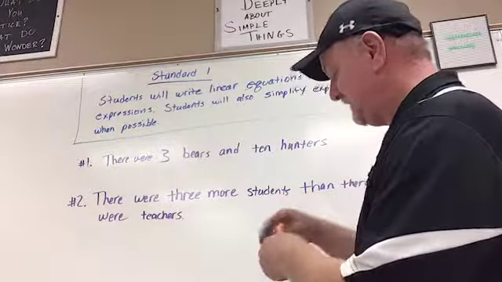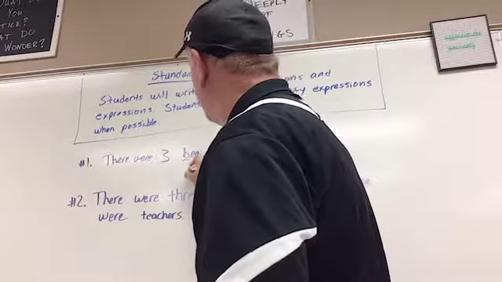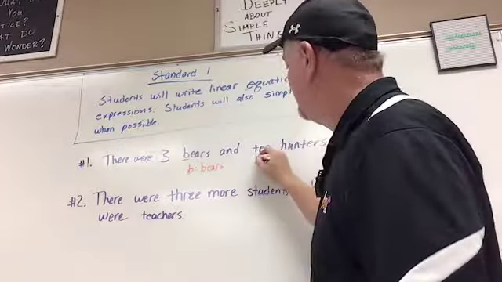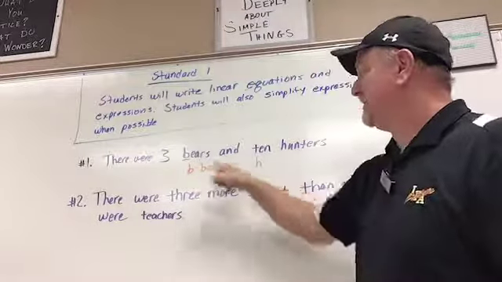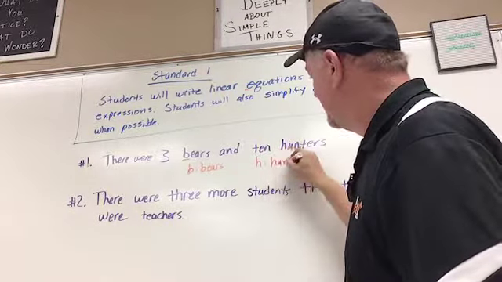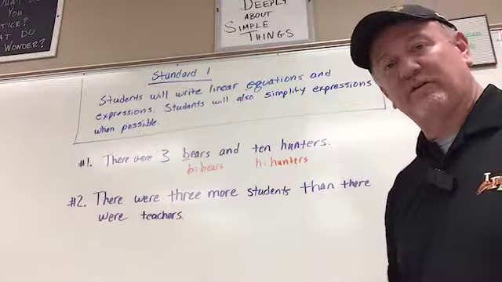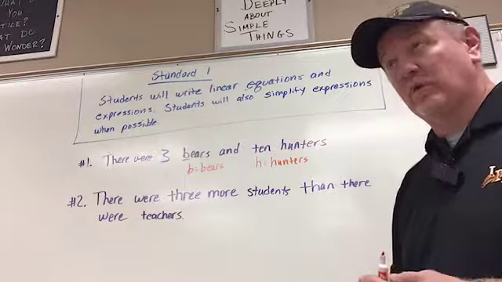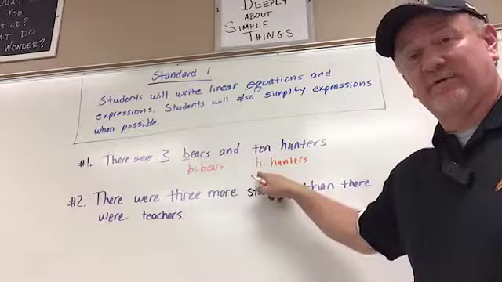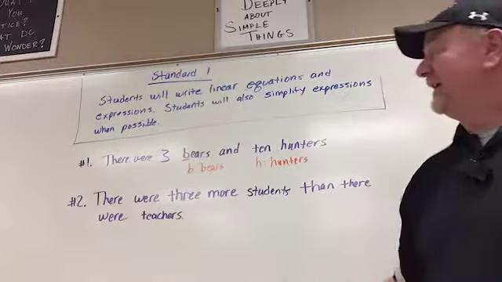And since they have different letters, I'm going to use those. I'm going to use B to represent bears, and I use a little colon there, and H represents hunters. That's telling anybody that looks at your mathematical algebraic expression or an equation what the B is going to stand for. They know what the H is going to stand for. So it gives a little bit of background to what's going on.